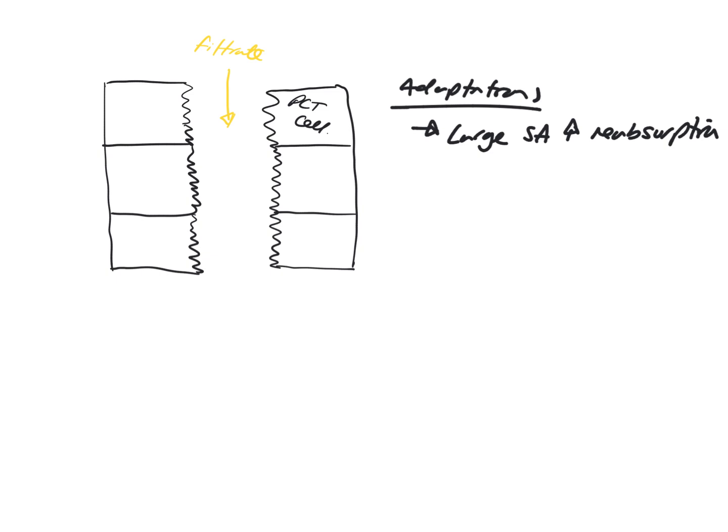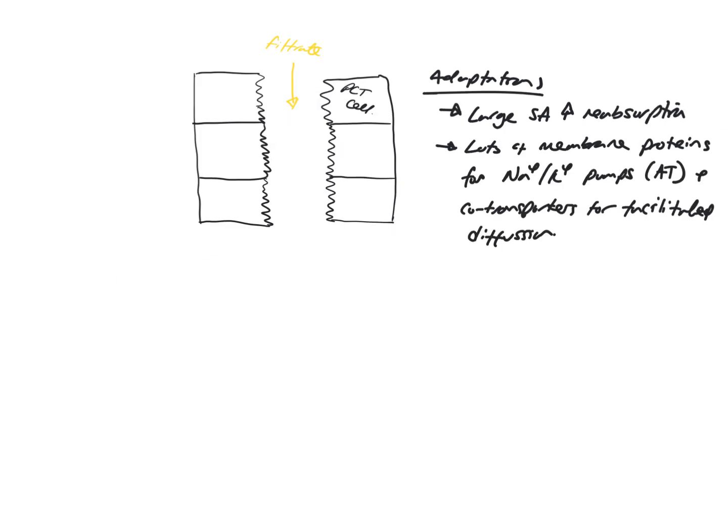The second adaptation is that there are lots of proteins embedded into the membranes of these cells, and these comprise both sodium-potassium pumps that are going to be constantly actively transporting and maintaining concentration gradients to enable facilitated diffusion to take place, and there are also co-transporters to enable this facilitated diffusion. As we have lots of membrane proteins, we also need to have lots of ribosomes in order to make those proteins, and we also need to have lots of mitochondria in order that we can produce ATP to enable the active transport to take place.